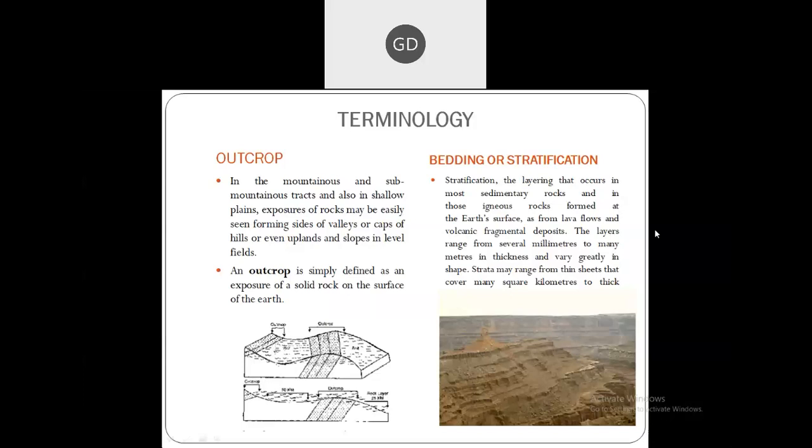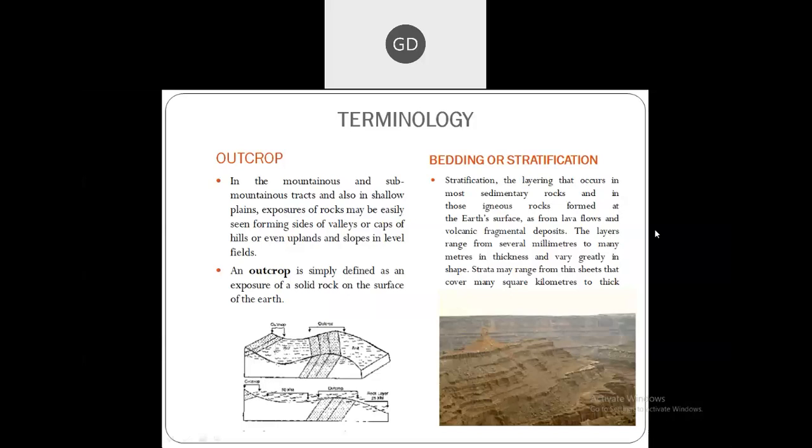What is an outcrop? Actually, solid rocks are not exposed everywhere on the surface of the earth. They are mostly covered with a very thick or very thin loose deposit, which is known as soil. In some areas the soil may be spread over many kilometers, and the bedrock may not be visible anyhow. However, in mountains and submountainous regions, these exposures of rocks can be seen easily, forming at the sides of the valleys of hills. So outcrop in general you can define as an exposure of a solid rock on the surface of the earth.